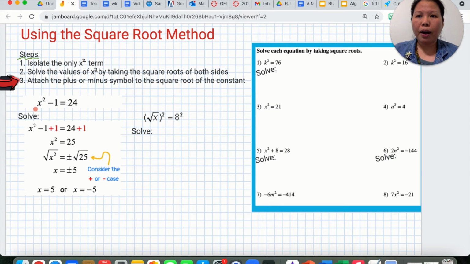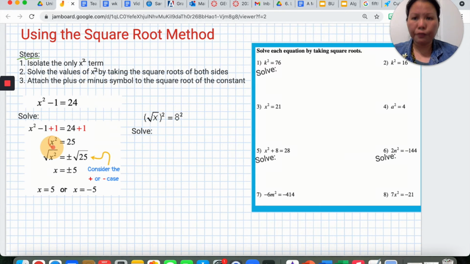And in this problem, we ask you to solve x squared minus 1 equals 24. The first step is I would do the inverse to isolate this x squared term. And the inverse is going to be add 1 to both sides. And remember, whatever we do, we always do it to both sides. So we add 1, and that's this red number that we write on both sides. When I do that, I cancel out the 1 on the left, and I'm left with x squared equals 25.